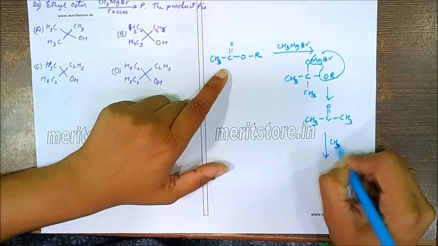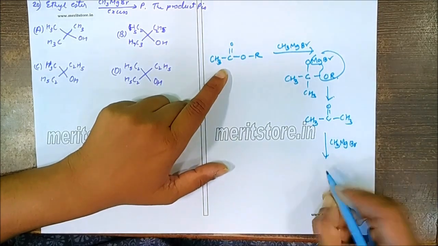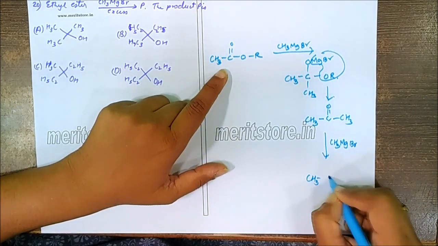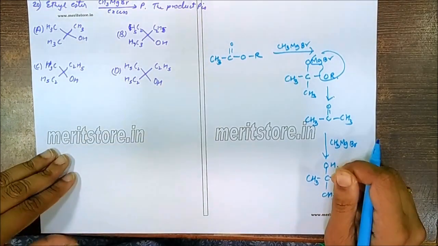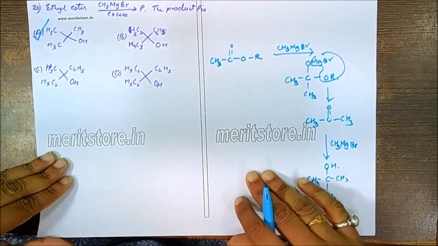But if I treat this with more CH3MgBr, there will be one more addition of CH3, which will give you tertiary alcohol. Hence our option is A.